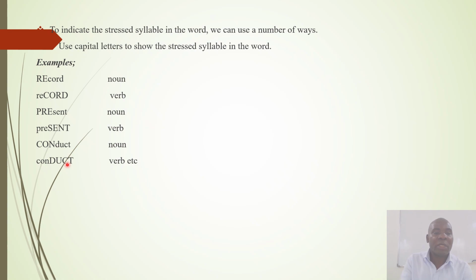So when you are pronouncing the words, the emphasis that falls on the first syllable to give a noun has to come out very clearly, and the emphasis that falls on the second syllable to bring out the verb has also to come out very clearly, so that you can get it the way it is supposed to be.